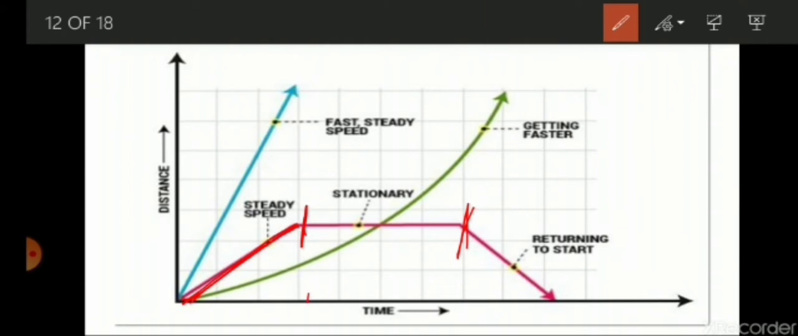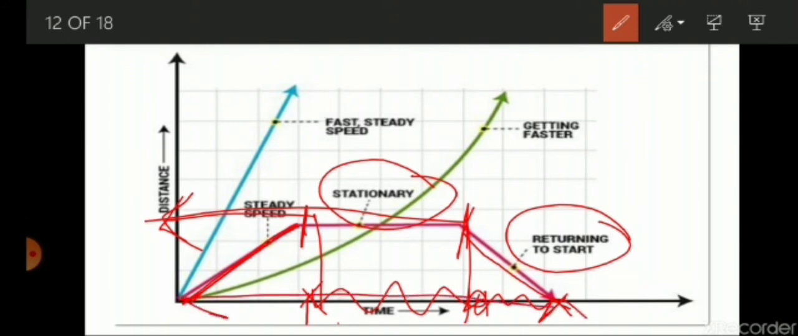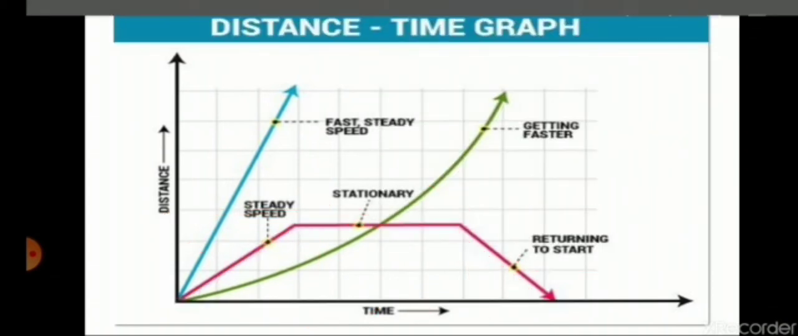From this point to this point the time is continuously changing, but corresponding to this time and this time the distance does not change. It means the object is at rest or it represents a stationary object. Then after this time, the time is increasing but the distance is decreasing. It means the object is finally returning to its starting point, that is 0. So these are the different types of graphs.